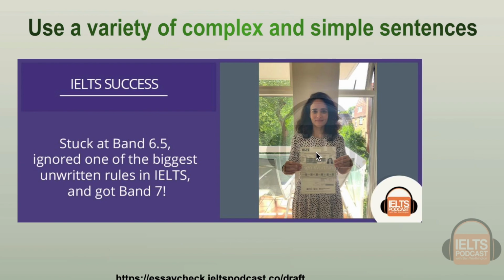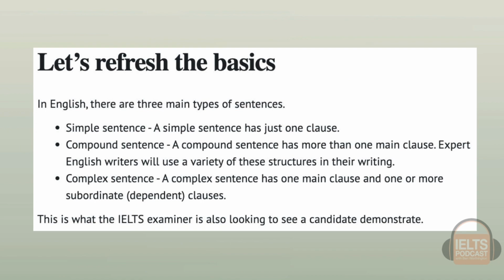This is the one that Annabelle used in order to get band 7 in about 3 weeks. And she was stuck at 6.5, like a lot of students usually are. So let's have a brief look at the traditional method first. We know that in the English language, there's 3 main types of sentence. There's probably a couple more, but these are the main ones: simple, compound, complex.